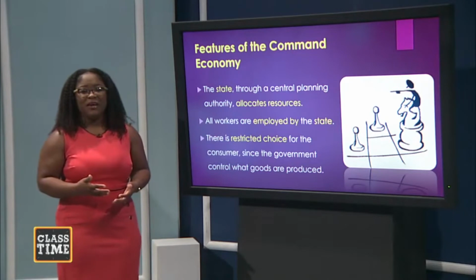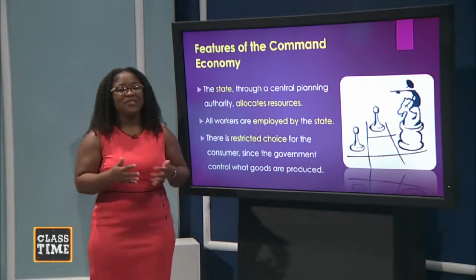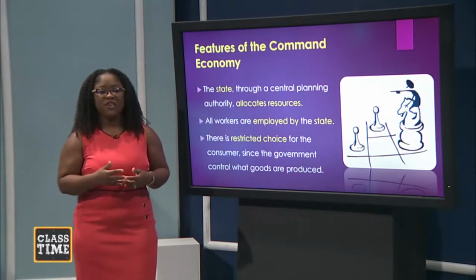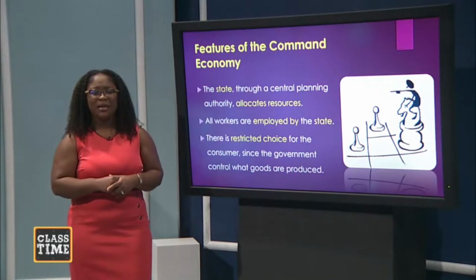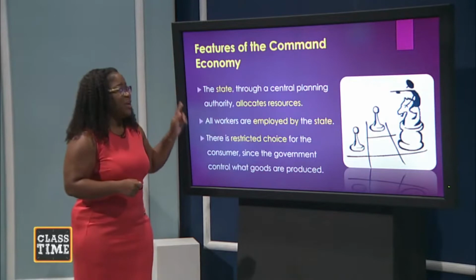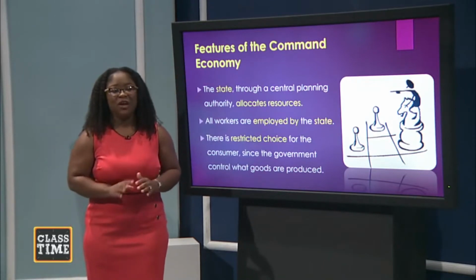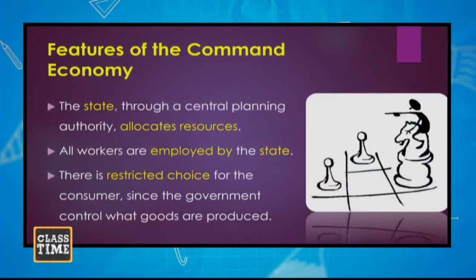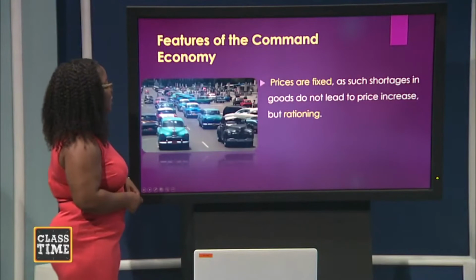So the government, unlike in an economic system where the private companies would really look out to see what goods are really in demand and what goods I can make a profit off of, unlike that structure, in the command economy, that is not observed. Therefore, it's really the necessities that are being provided, and there's no profit motive within the structure. So there's a restricted choice for consumers since the government controls what goods are produced. Let's look at some additional features.